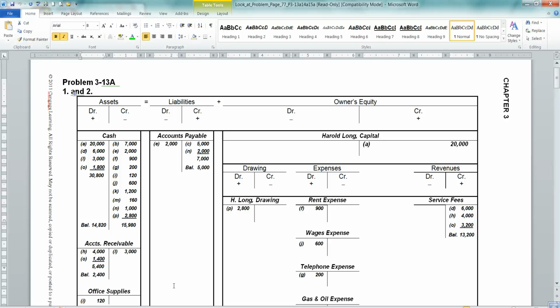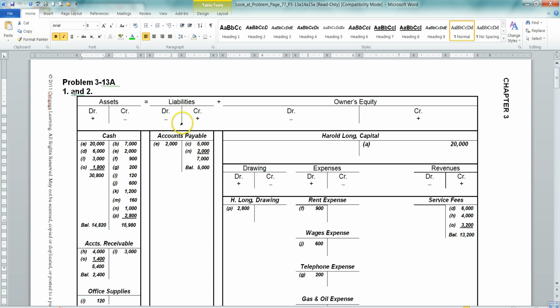Hello. So first this week we are going to review problem 3-13A, 14A, and 15A. I'd like to go over the accounting equation, assets, liabilities plus owner's equity. To increase an asset, we are going to debit, and to decrease an asset, we're going to credit.